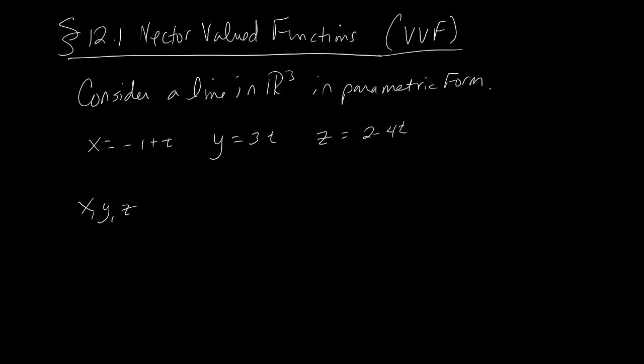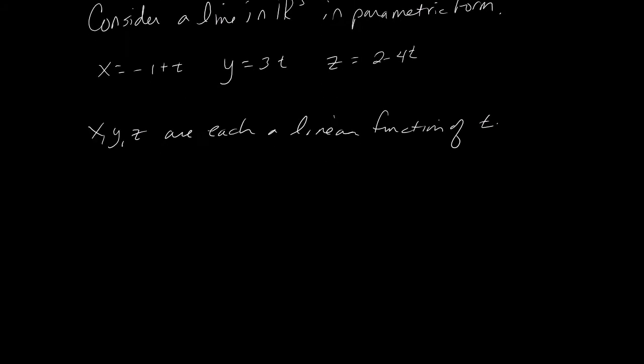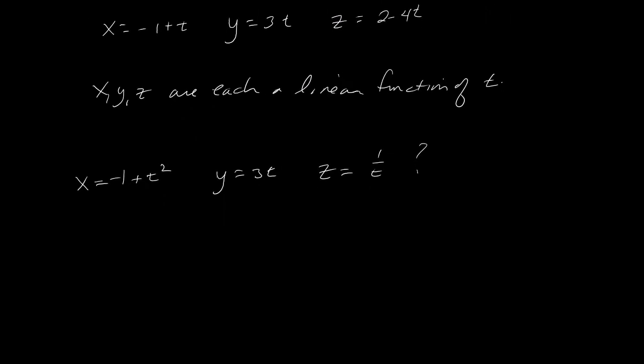So x, y, z are each a linear function of t, right? Okay, so let's change it up a little bit. What if I gave you this? What if I said x is equal to -1 plus t squared, y equal to 3t, and z equal to 1 over t. Now what? Well, clearly this is not a linear function. It's not a line. But it does represent a curve.